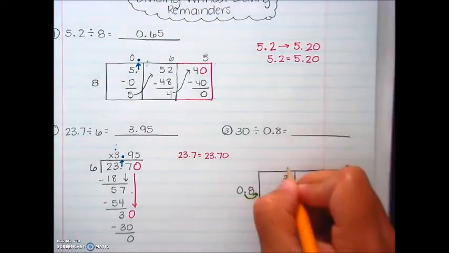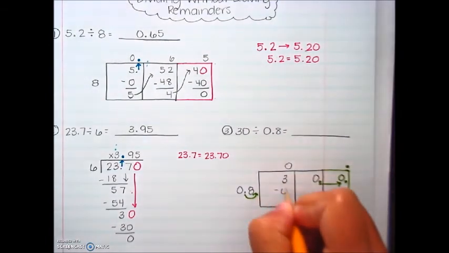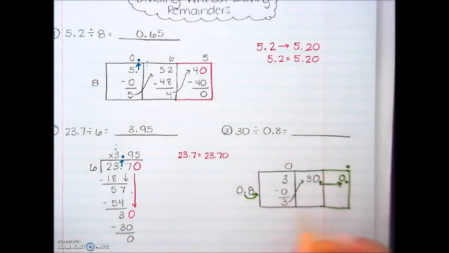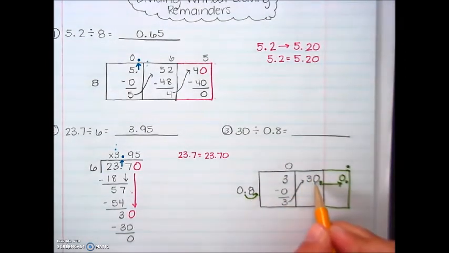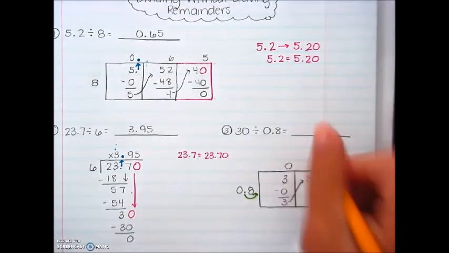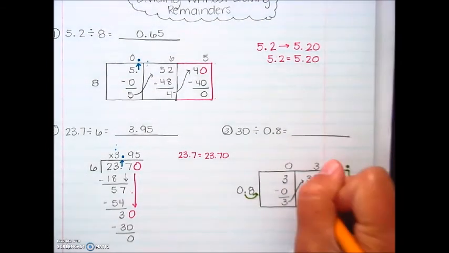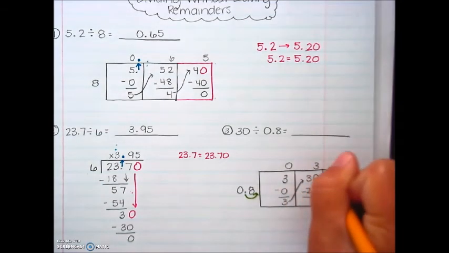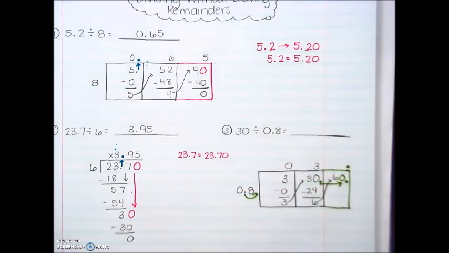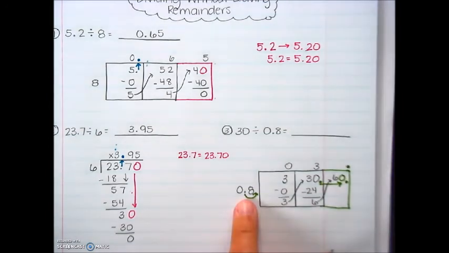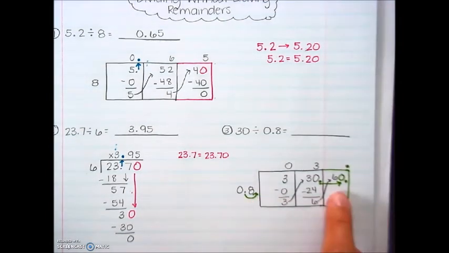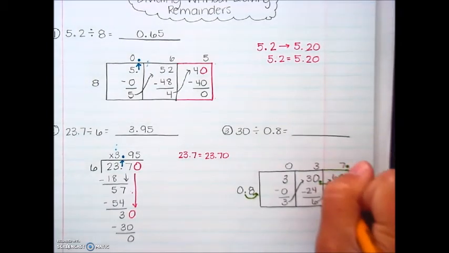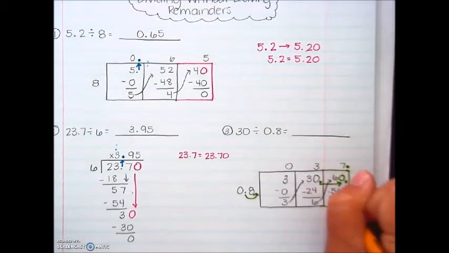Can't make a group of 8 out of 3, so I'll subtract away 0 pieces, which leaves me with 3. I can't make a group of 8 out of 30 evenly, but I can do 3 groups of 8, which is 24. Subtract, I'm left with 6. I'll bring up the 6. Now I need to figure out how many groups of 8 can fit into 60. Well, I know I have 7 groups, which would give me 56. Subtract, I'm left with 4.